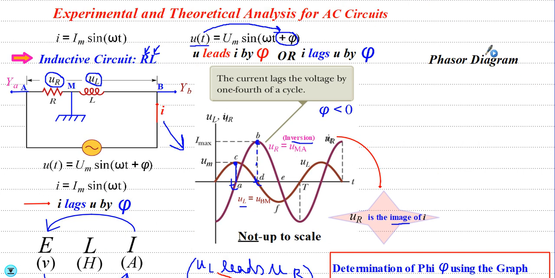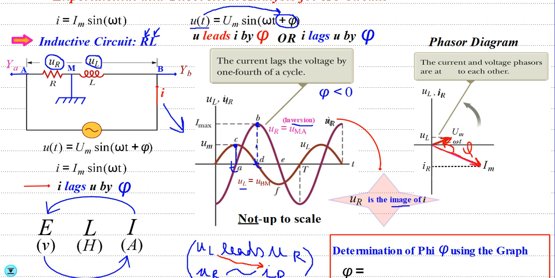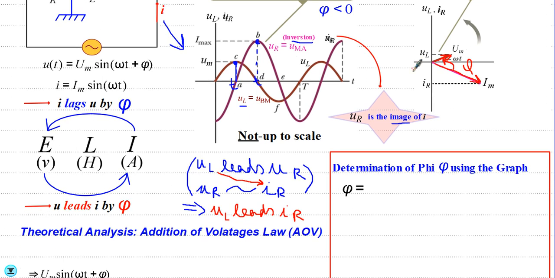If you want to go further to determine or to designate the phasor diagram, we realize something here which is very important. We realize U of L is here, leading i of R by phi. So this is up, this is down, so this is U of L leading i of R by phi. However, how can we find phi? From this curve, and knowing that this curve is not up to scale, and knowing that phi is positive, because u leads i by phi, or i lags u by phi, we want to determine phi.